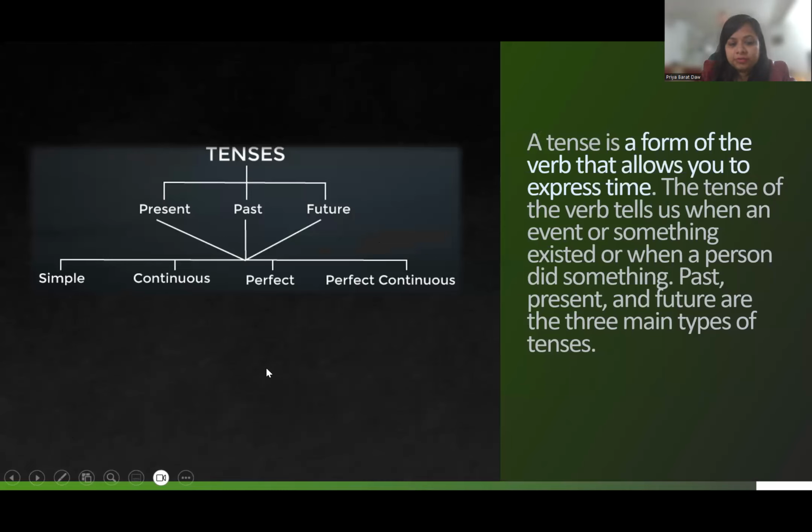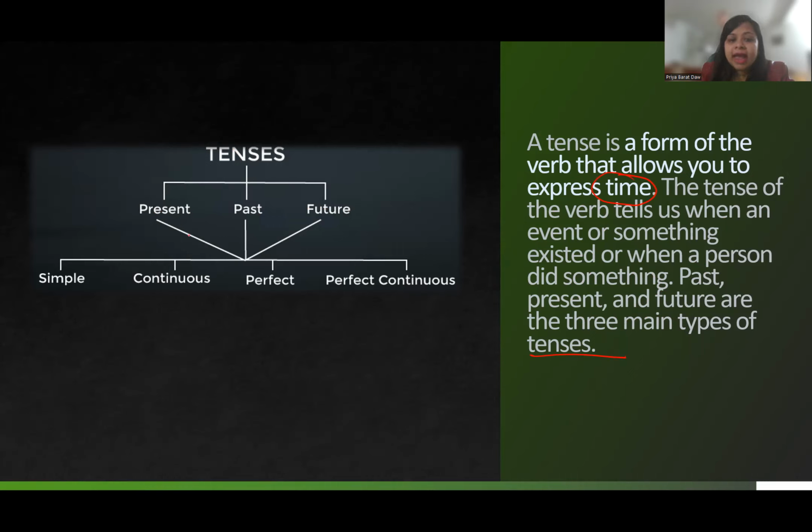So first, the definition of tense. The definition of tense is a form of the verb that allows you to express time. Always remember: express time. The tense of the verb tells us when an event or something existed or when a person did something. Past, present, and future are the three main types of tense. So always remember, what expresses time is called tense. Present tense, past tense, and future tense.